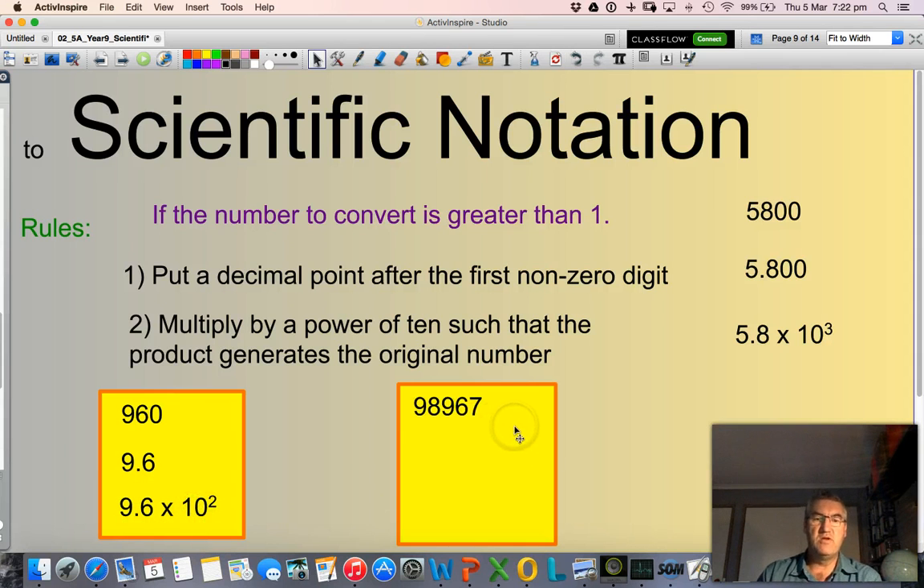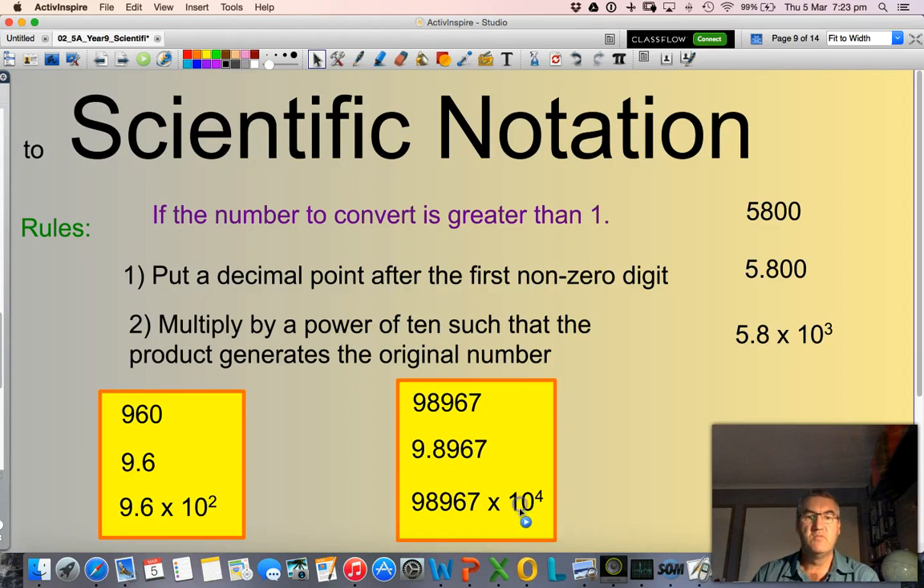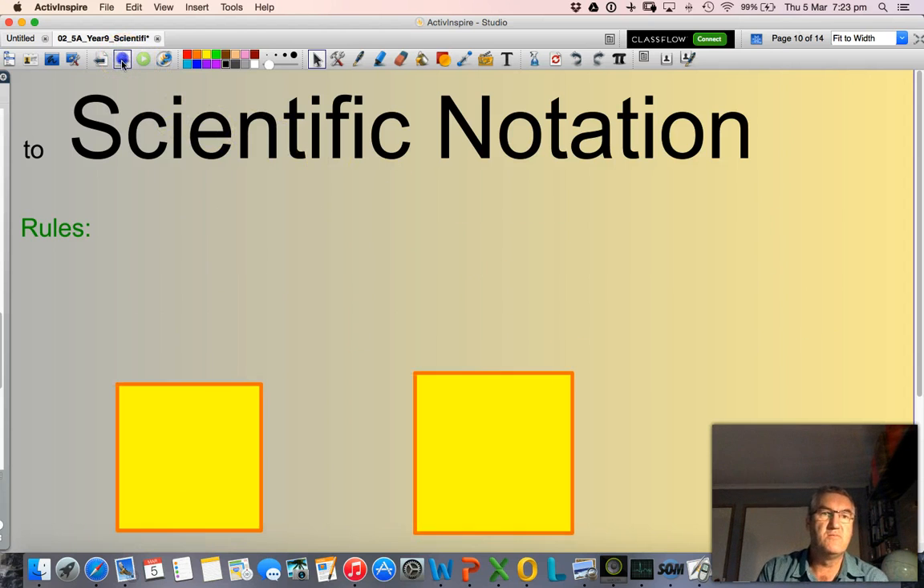Let's look at this much longer number, 98,967. Again, decimal point after the first non-zero digit, so it becomes 9.8967. Then what I need to do is move this decimal point across 1, 2, 3, 4. So I multiply by 10 to the power of 4. All good. And that's it for that slide, and I'll move to the next slide.